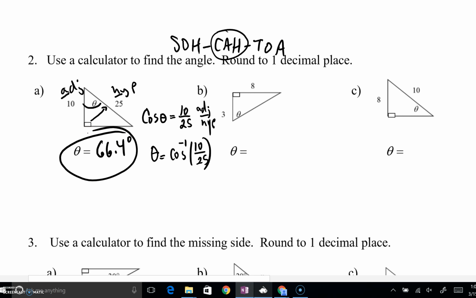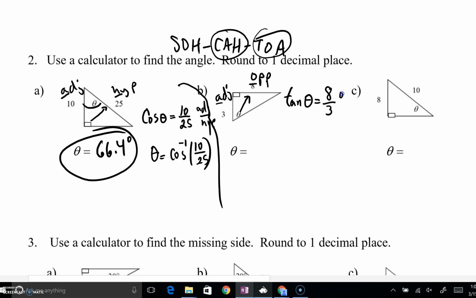As we move to letter B, very similar kind of a setup. We're going to go directly across from theta. That's the opposite side. Right here, this 3 would be the adjacent side. Obviously, the hypotenuse, the longest side, the side across from 90 degrees, we don't even need to label it. We don't have a side. But you look for O and for A. That's TOA. So I'm going to write tangent of theta is equal to 8 over 3. That's your opposite over your adjacent.